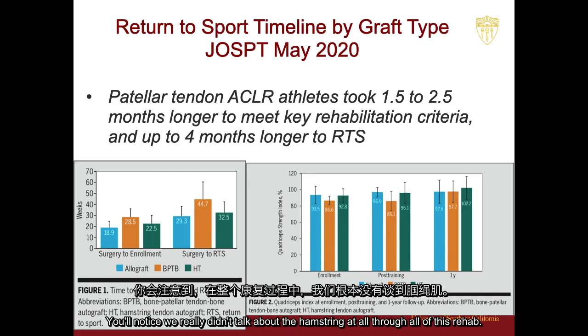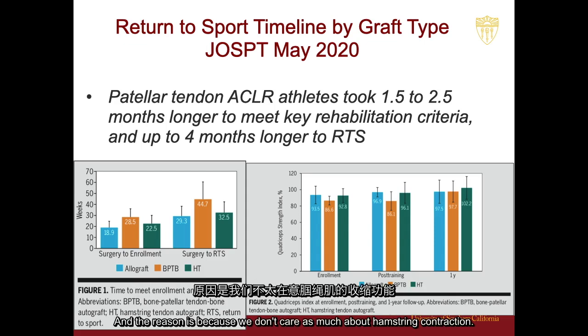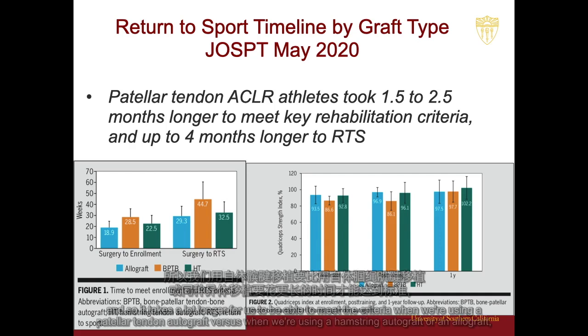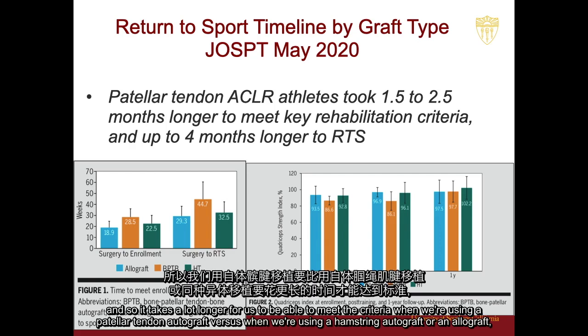If you're using hamstring, we don't worry so much about the hamstring. You'll notice we really didn't talk about the hamstring at all through all of this rehab, because we don't care as much about hamstring contraction, and we don't need it as much following ACL repair. But we really do need the quad to contract correctly. So it takes a lot longer for us to meet the criteria when we're using a patellar tendon autograft versus a hamstring autograft or an allograft.